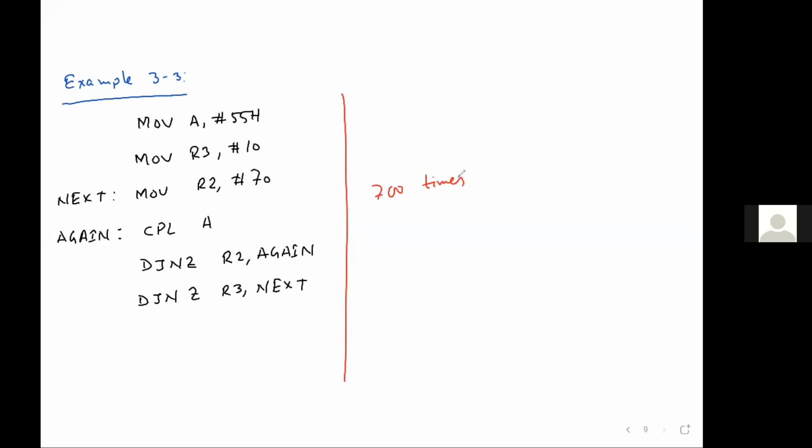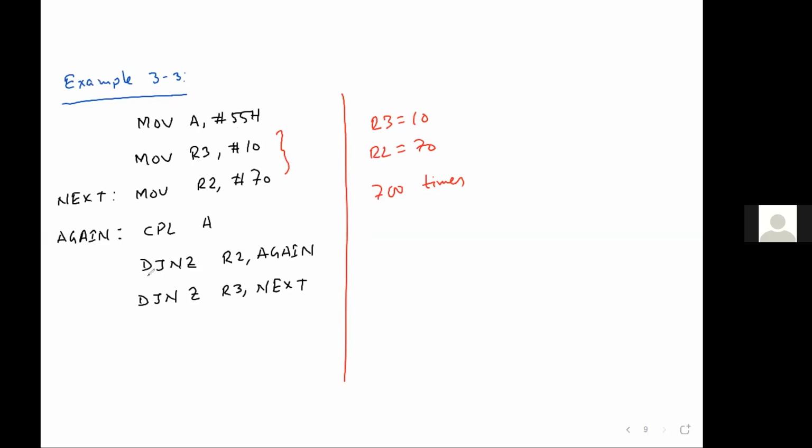Those who did not understand, okay? So what we did, first of all, we moved the value 55 into A. You can move any value, this is not significant over here. These two lines are actually significant. Then move R3, 10. All right, so your R3 will have the value 10. Then move R2, 70 and R2 will have the value 70. Fine. Again, CPL stands for complement, so it will complement A.